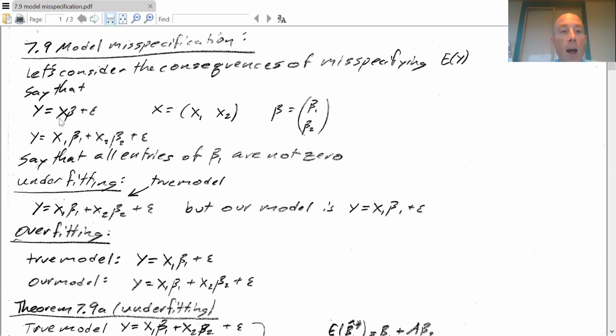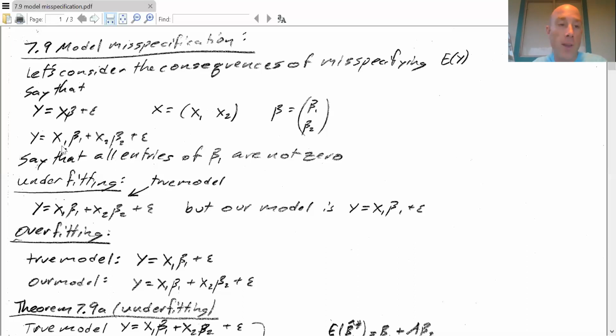Let's say that y is equal to x times beta plus epsilon. Throughout this video, I've got x1 and x2. x1 is what's in there every single time. x2 will be either what we dropped out that we should have had, or what we included when we should not have. It depends on if we're talking about underfitting or overfitting. And beta is going to be beta 1, beta 2, corresponding to the x's. So this model is y equals x1 beta 1 plus x2 beta 2 plus epsilon.